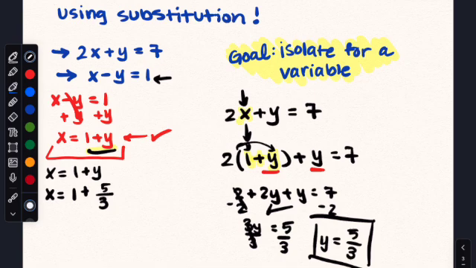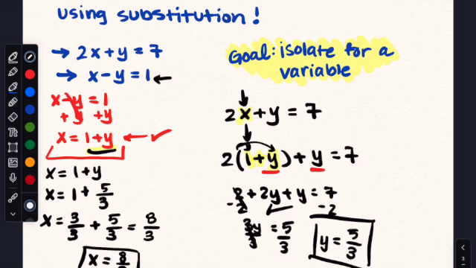Notice how we have a whole number plus a fraction. In order to be able to combine a whole number and a fraction, you need to have a common denominator. So I'm going to go ahead and rewrite 1 as 3 over 3. We end up getting 8 over 3.